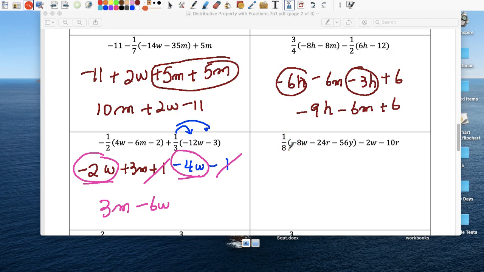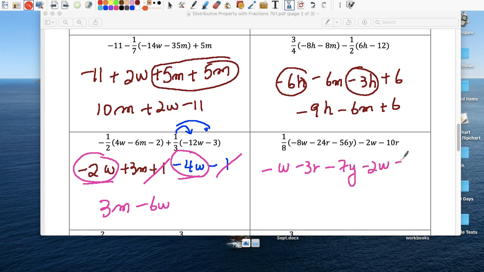1/8 times negative 8 is just w. But it's negative, so negative w. 1/8 of 24 is 3r, right? So 24 divided by 8 is 3. Positive and negative is again negative. 56 divided by 8 is 7. Times 1 is just 7y.